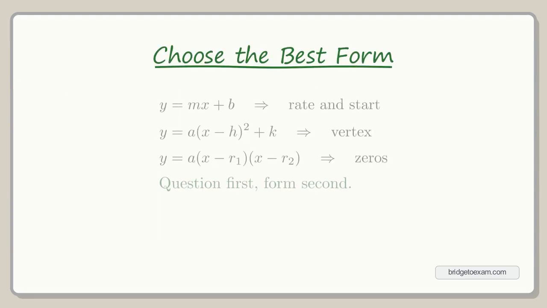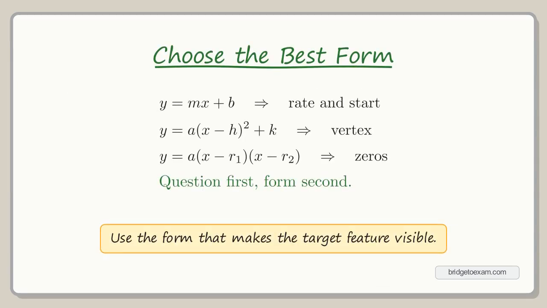A line tells a constant rate story. A quadratic tells a changing rate story. The main skill is choosing the form that reveals the answer fastest. Slope-intercept for rate, vertex form for maximum or minimum, and factored form for zeros.